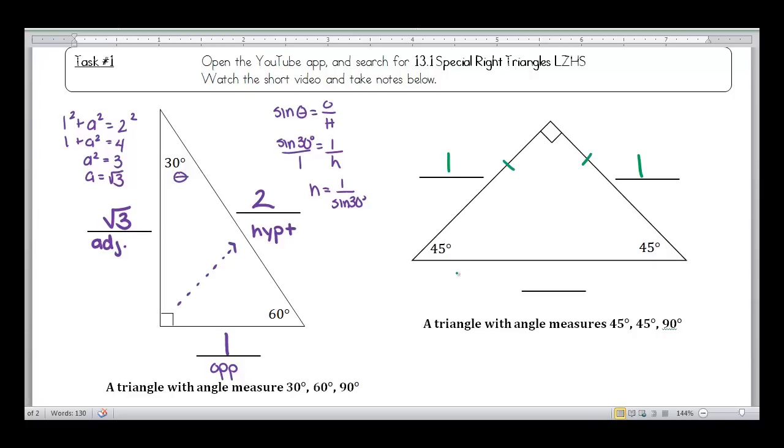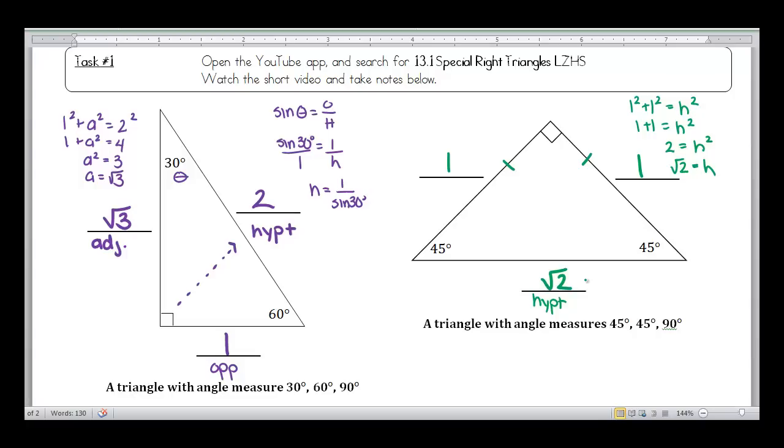So here, to figure out my hypotenuse, I can just do the Pythagorean theorem. So 1 squared plus 1 squared will equal my hypotenuse squared. And so basically I have 1 plus 1 is equal to the hypotenuse squared. 2 equals the hypotenuse squared. And so the square root of 2 is going to be my hypotenuse.